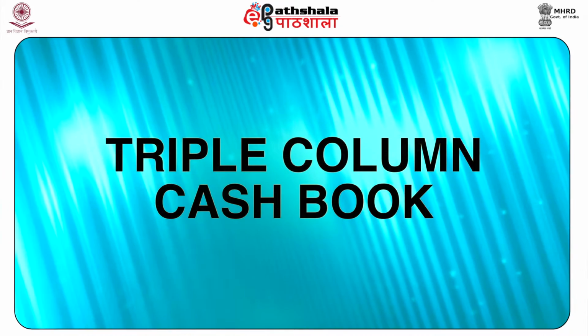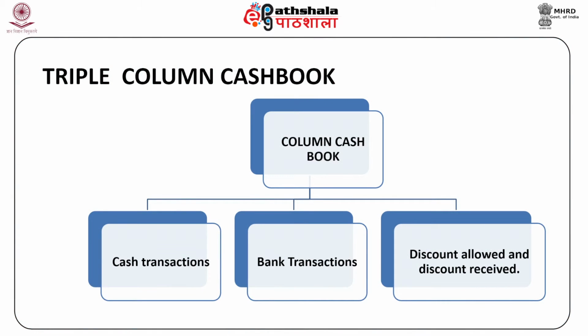The third one is triple column cash book. The cash book has three columns on each side to record the cash transactions, bank transactions, and discount allowed and discount received. The debit and credit sides of cash columns record receipts and payments of cash. Similarly, the debit and credit sides of bank columns are used to record deposits and withdrawals from the bank. The discount allowed and discount received are disclosed to the debit and credit sides of discount columns respectively. The cash book is also prepared in T-shape format in this manner.